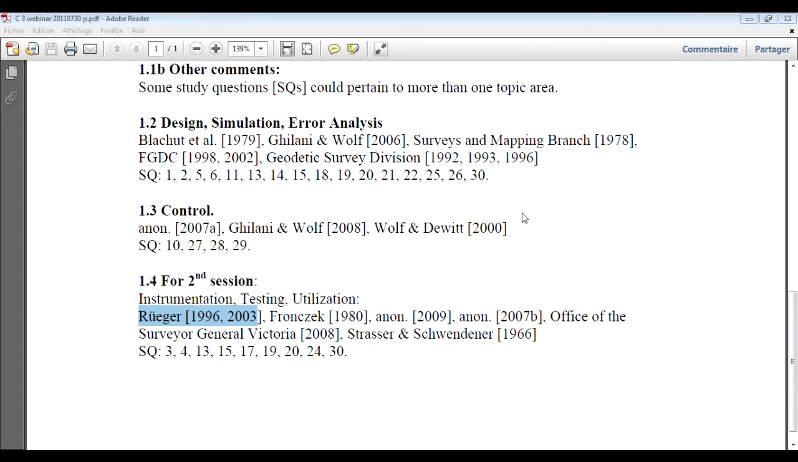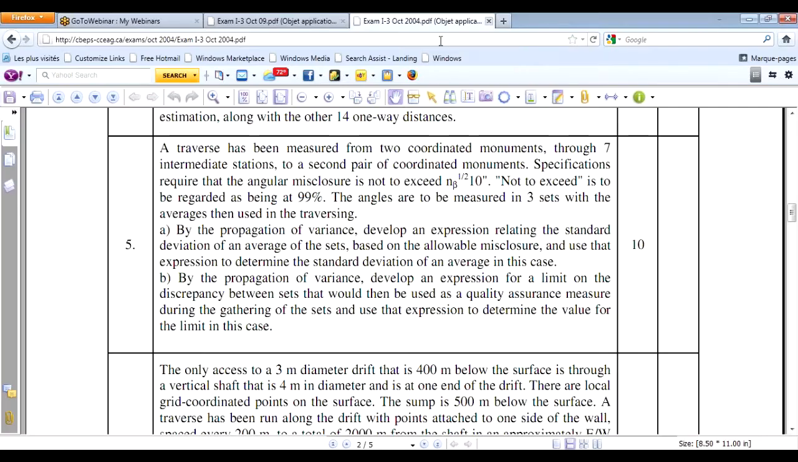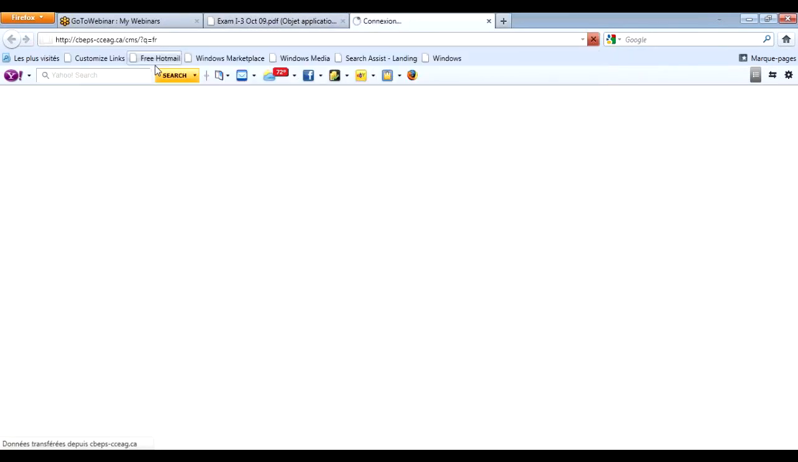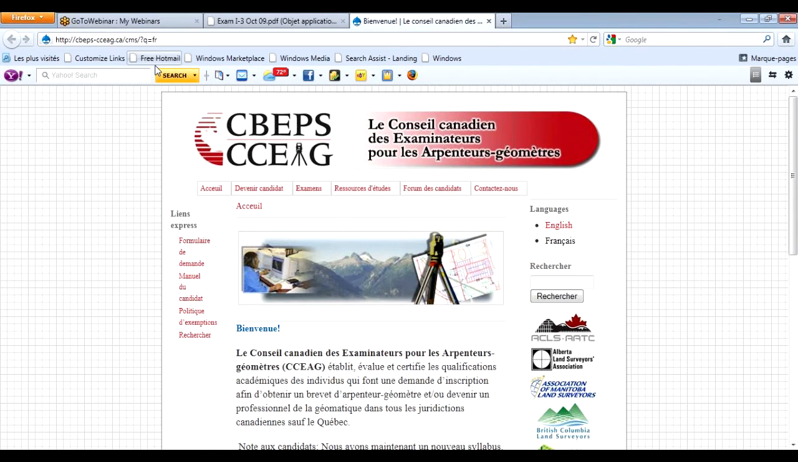James, I have a question. A candidate mentioned that the 1996 Rüeger is no longer available for purchase. Can we get it somewhere? I think that you will find it on the CBIP's website, the extracts of it. We're going to have to look into that, James, I think. You're right. I think maybe it isn't, but I can provide you with an image of that if necessary. Yeah, I'm not sure what is available or not available, but that's something we'll have to clear up next week with you, James, to make sure that this stuff is available.